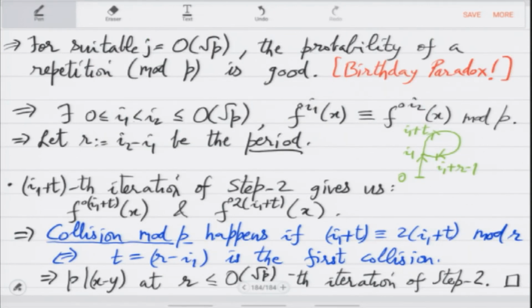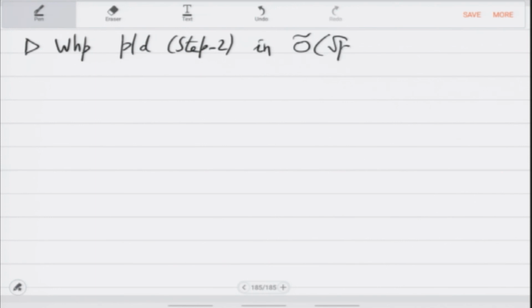So the time complexity of this is, with high probability p divides d in step 2 in O tilde square root p iterations, and in each iteration you are doing everything in around log n time. So that's the algorithm, Pollard's rho algorithm. Okay.